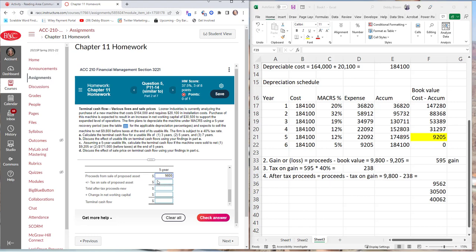So for our second part, for the 5-year life, proceeds are going to be $9,800. The tax is going to be $238. So the total after-tax proceeds, $9,562. Then we add back the working capital of $30,500. And we're going to have a terminal cash flow of $40,062.